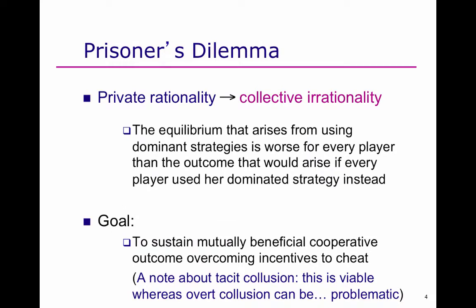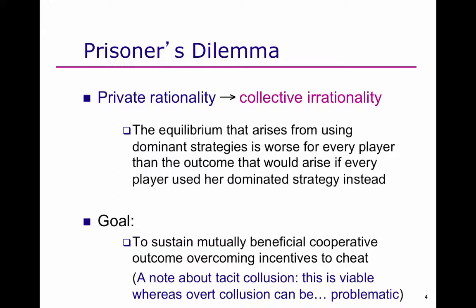A topic here regards the notion that private rationality, whereby we determine that a player in the game possesses a dominant strategy, is definitely rational on an individual basis. But the result is one of collective irrationality. The outcome that arises by the use of the dominant strategy by every player makes each player worse off than the outcome that would arise if they had been cooperating.